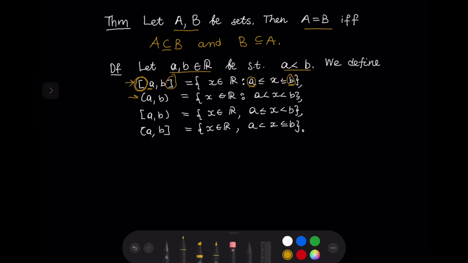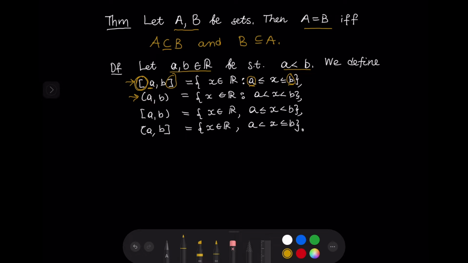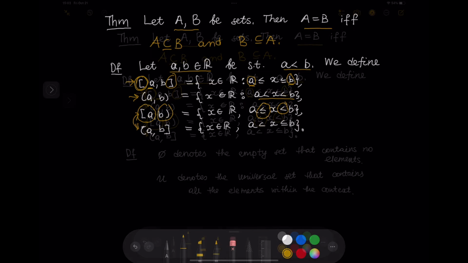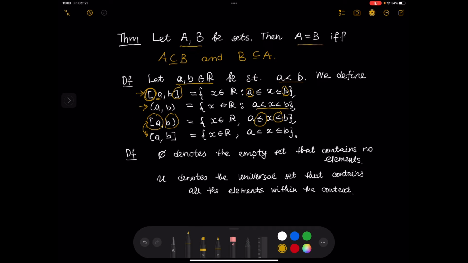The open interval (A, B) is defined to be the set of all real numbers x such that x is strictly between A and B. And then we have these two sets where there is one bracket and one parenthesis. So where the bracket stands, we have a non-strict inequality, and where there is a parenthesis, there is a strict inequality. So this symbol here denotes the empty set.